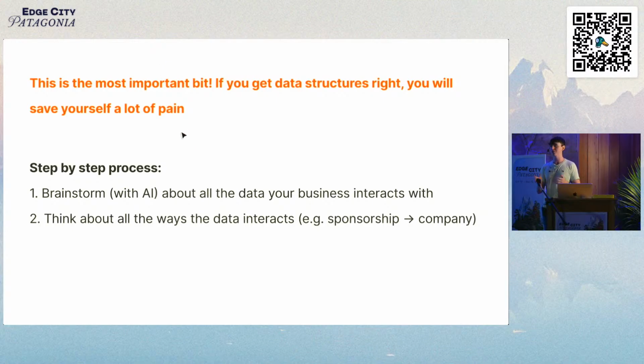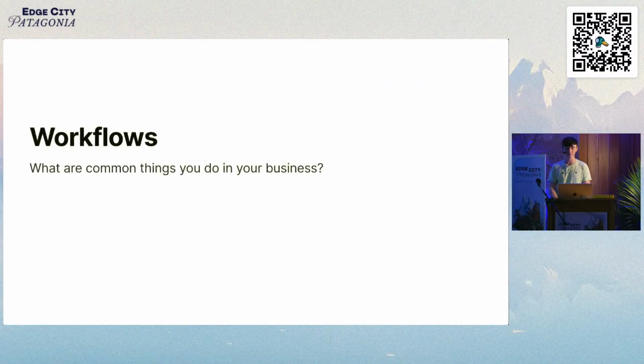Just work with AI to figure this stuff out, and then think about the ways in which the data interacts. AI can be really helpful for asking you good questions to help you extract what's in your head and put it down on the page. But it can also be really good at suggesting things like, given what we know, did you think about this? Or, is it possible that this relationship should be mapped in the database?